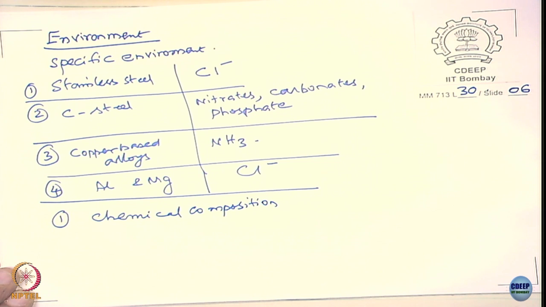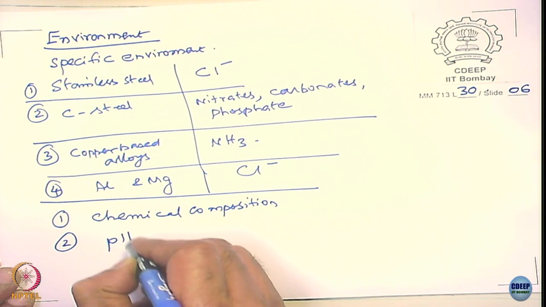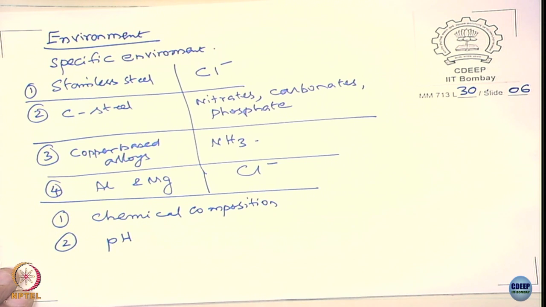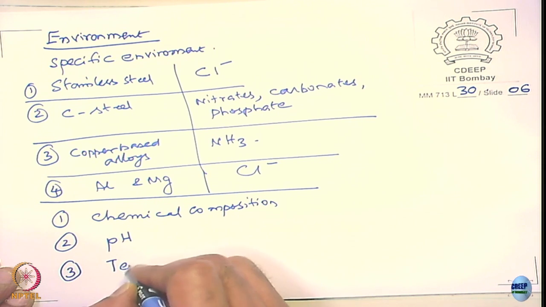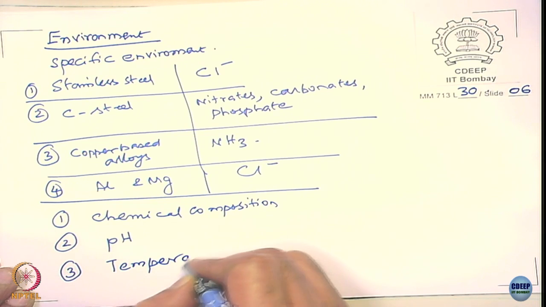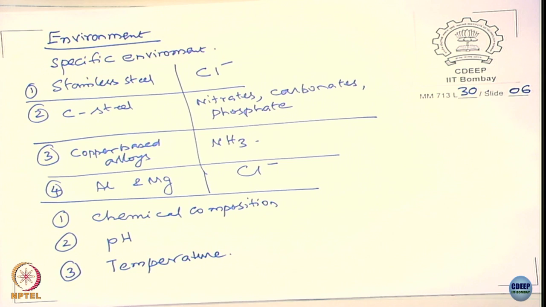Of the environment, say chloride, sulfates, and phosphates, all these. Two, the pH of the environment. Third, the temperature. So, given a broad picture, broadly you can say this: chemical composition, pH, and temperature can influence the stress corrosion cracking susceptibility of the metals.